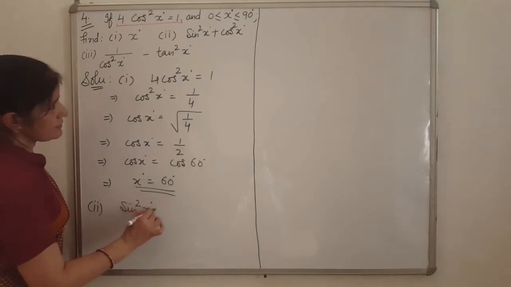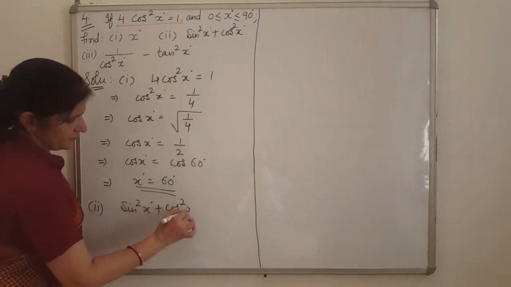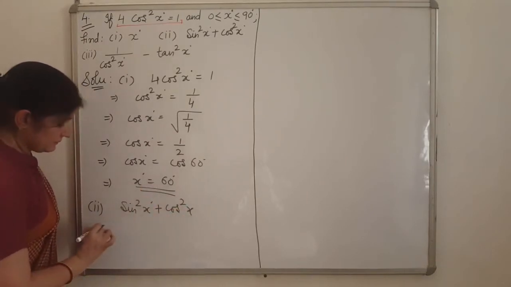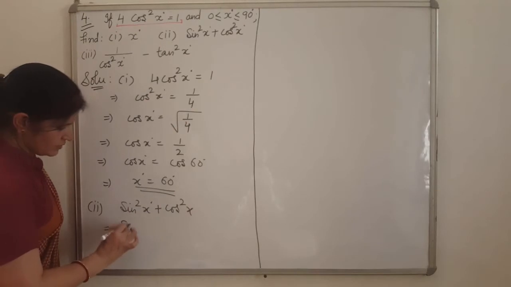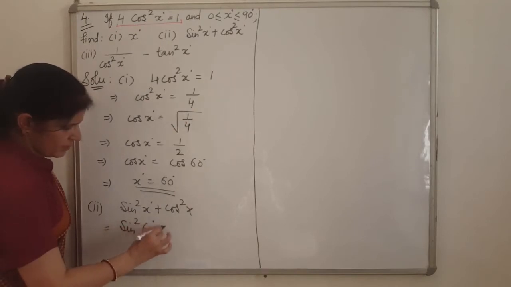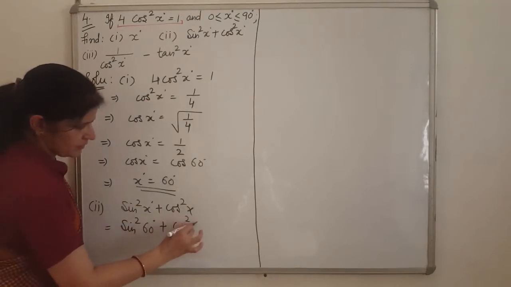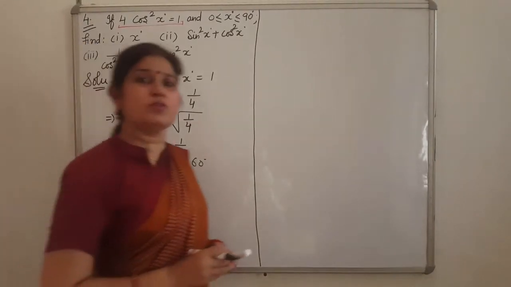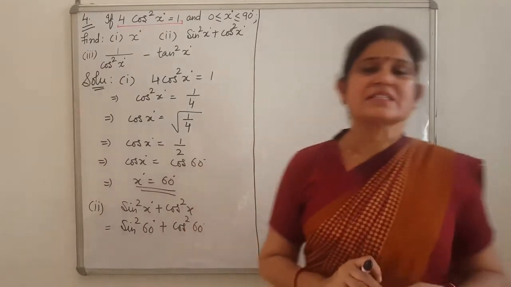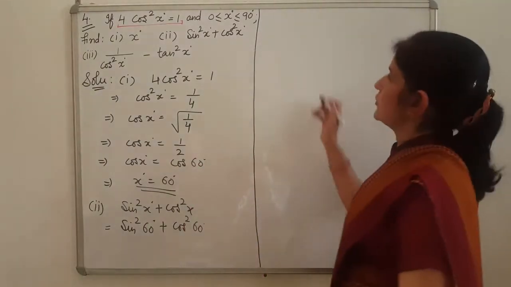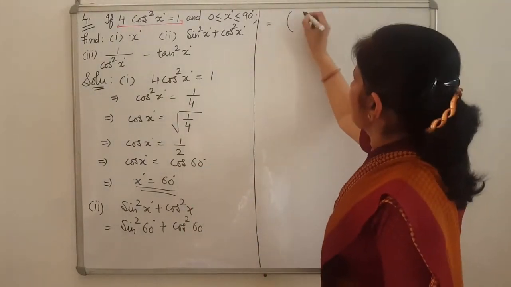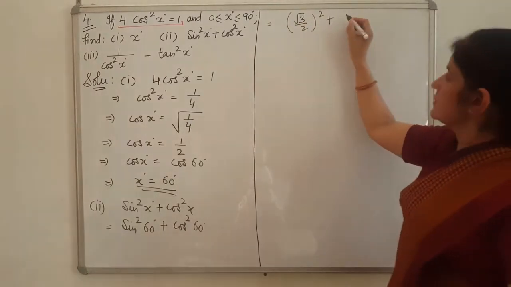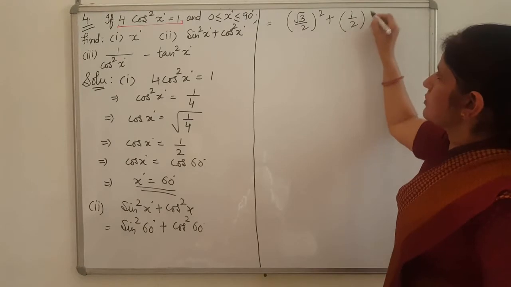Sin square x plus cos square x. We will substitute x here as 60. So sin square 60 plus cos square 60. Now what is the value of sin 60? Root 3 over 2, and cos 60 is 1 over 2. We substitute here: root 3 over 2 whole square plus 1 over 2 whole square.